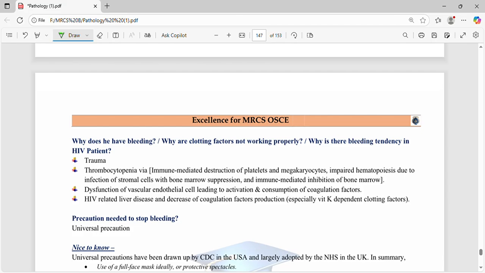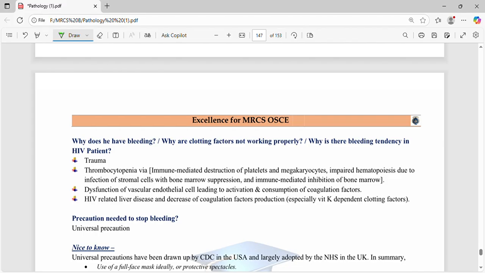Why does he have bleeding? Why are clotting factors not working properly? Why is there a bleeding tendency in an HIV patient? In an HIV patient, trauma can lead to bleeding. Thrombocytopenia occurs through immune-mediated destruction of platelets and megakaryocytes, impaired hematopoiesis due to infection of stromal cells within the bone marrow, suppression, and immune-mediated inhibition of bone marrow. The HIV virus infects the stromal cells in the bone marrow and megakaryocytes.